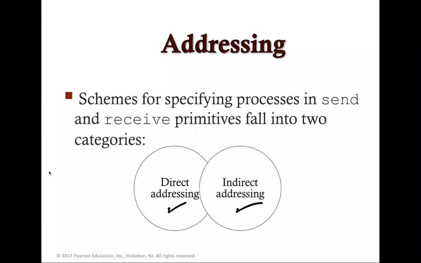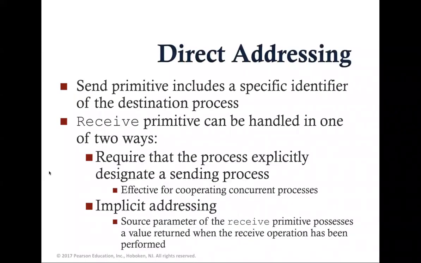For direct addressing, the send primitive includes a specific identifier of the destination process. The receive primitive can be handled in one of two ways. One possibility is to require that the process explicitly designate a sending process. Thus, the process must know ahead of time from which process a message is expected. This will often be effective for cooperating concurrent processes. However, in the other case, it is not possible to specify the anticipated source process.